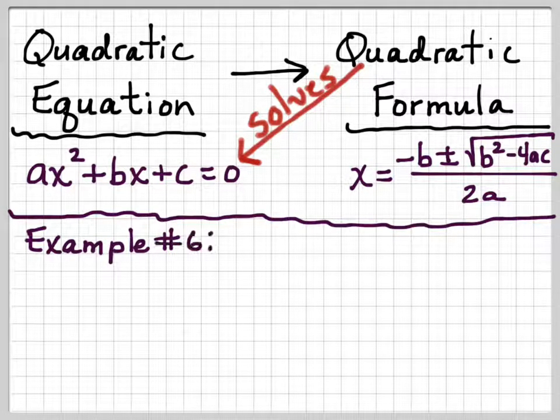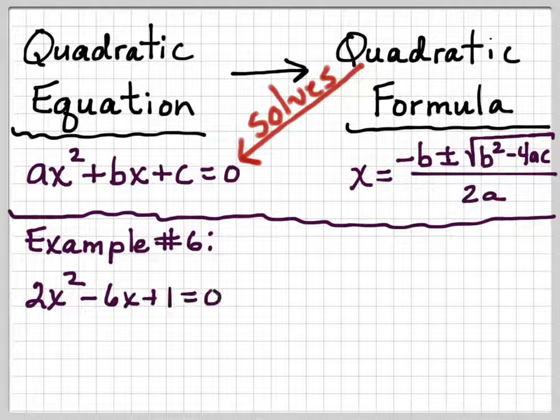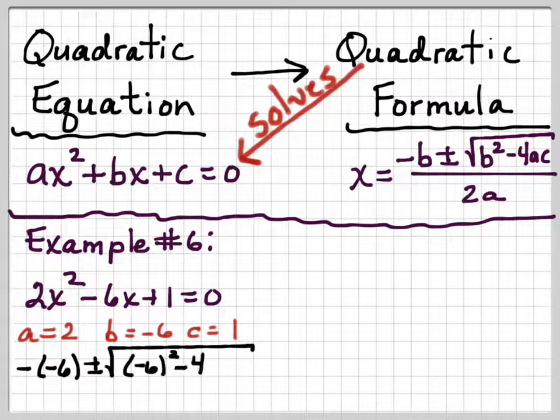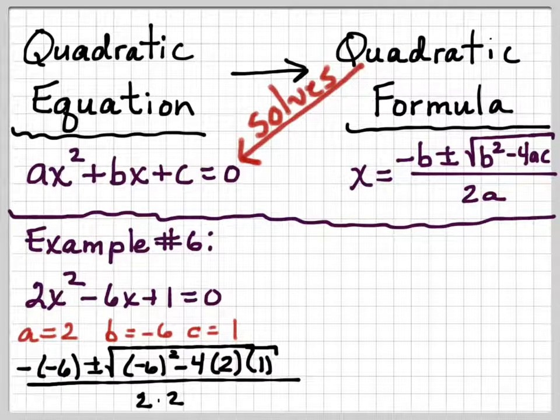Okay, so let's look at example number 6. We have the quadratic equation 2x squared minus 6x plus 1 equals 0. And we want to figure out what the values of x will be, and we know there are going to be two values. We know that a is 2, that b is negative 6, and that c is 1. So when we plug into the quadratic formula, minus b plus or minus the square root of b squared minus 4ac over 2a, we get minus minus 6 plus or minus the square root of minus 6 squared minus 4 times 2 times 1, divided by 2 times 2.